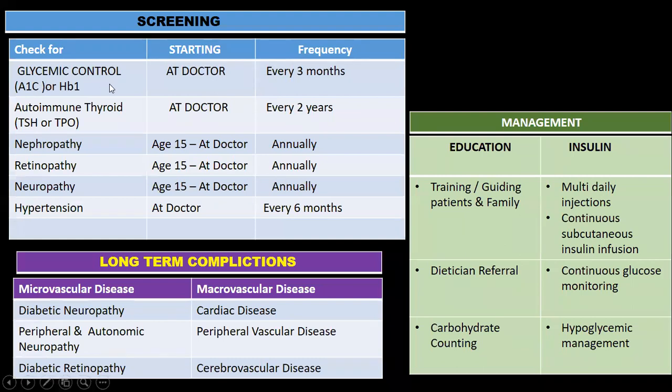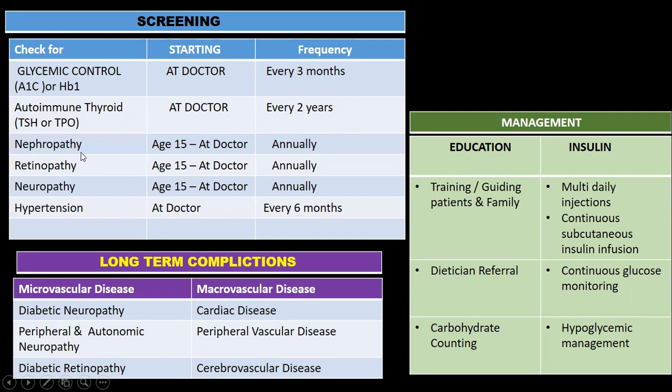First is glycemic control. Glycemic control is assessed by the hemoglobin test, which we do for the diabetic patient. The screening starts when we first visit the doctor, and we need to do the hemoglobin or A1C test every 3 months. Then we have autoimmune thyroid, or TSH or TPO, starting with the doctor, and its frequency is 3 years, which is much longer compared to glycemic control.